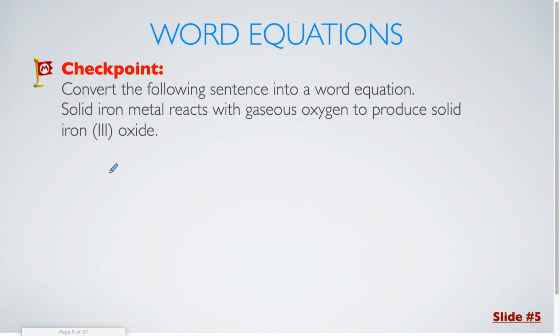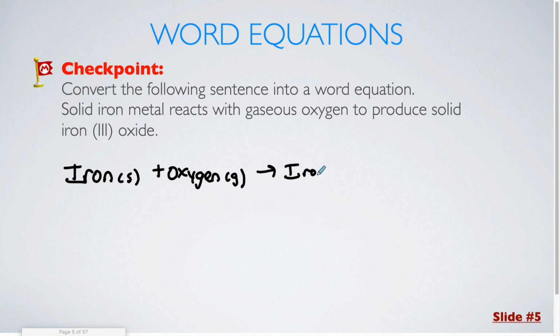All right, for our first checkpoint, we were given another one of those sentences, and we were trying to write out the word equation. We're starting off with solid iron metal. So I'm going to write out iron. It's an S for solid. It's reacting with gaseous oxygen, so plus oxygen, and a G for gas. And we are producing iron 3 oxide. So I have my iron 3 oxide, and that is going to be a solid.